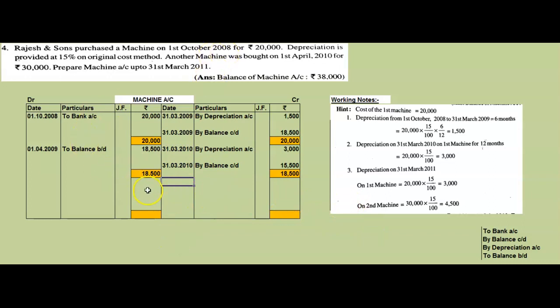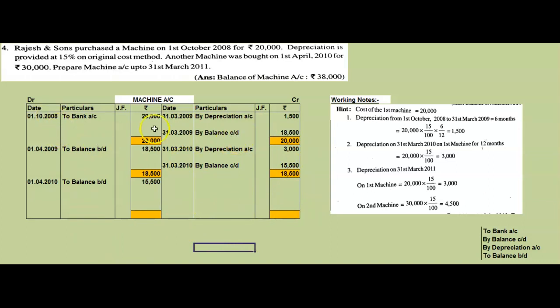Now here in this year, third year, that is 1st April 2010. This is very, very important for us, because in this year we have purchased another machine. That entry you should not forget, and depreciation should be taken on 2 machines now in this last year. So how much is the balance carried down of the first machine? 15,500. Balance carried down 15,500. Up to this it is clear, I think.